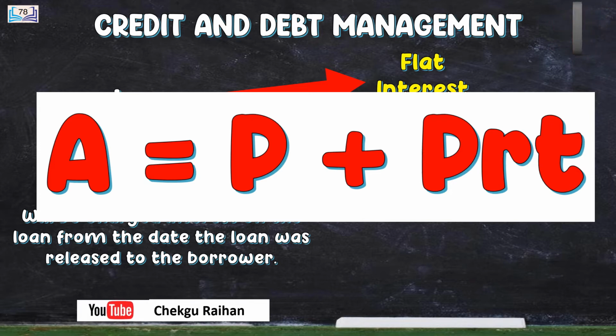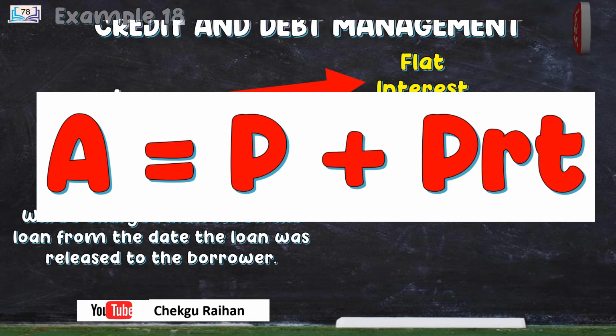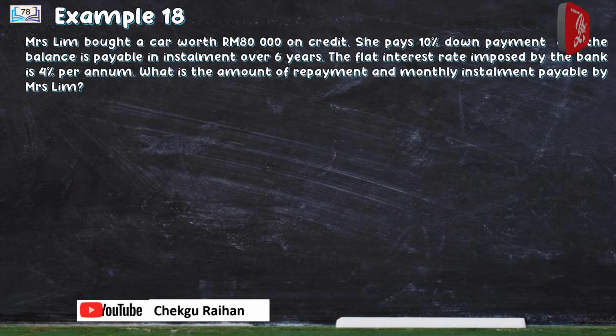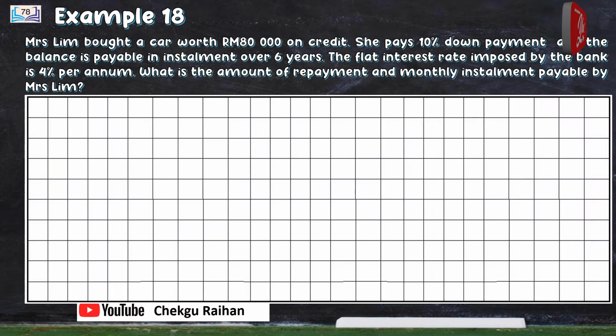The monthly installment is the total amount paid by the borrower to the bank every month to settle the balance of the loan. Let's see example 18 from your textbook, page 78. Mrs. Lim bought a car worth Ringgit Malaysia 80,000 on credit. She pays 10% down payment and the balance is payable in installment over 6 years. The flat interest rate imposed by the bank is 4% per annum. What is the amount of repayment and monthly installment payable by Mrs. Lim? Let's see the solution.